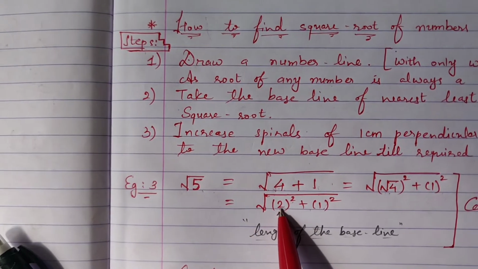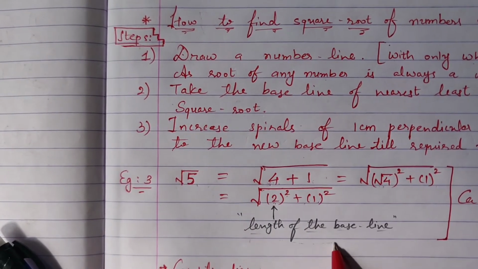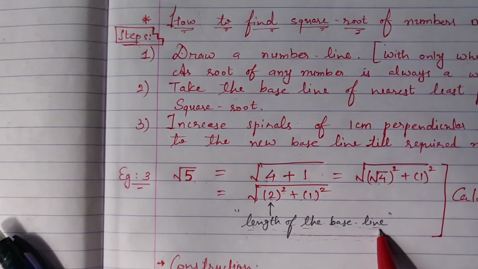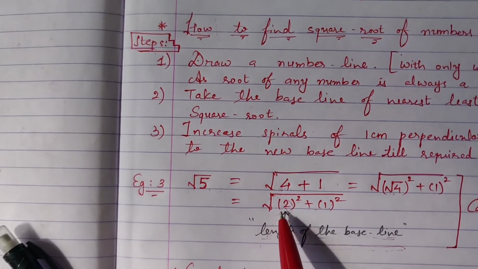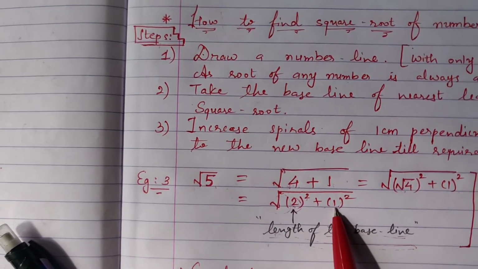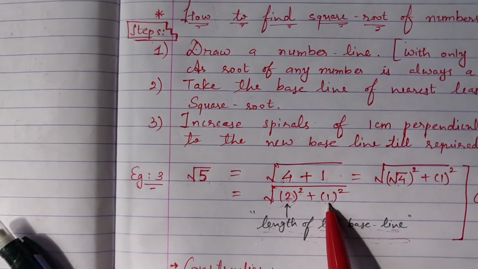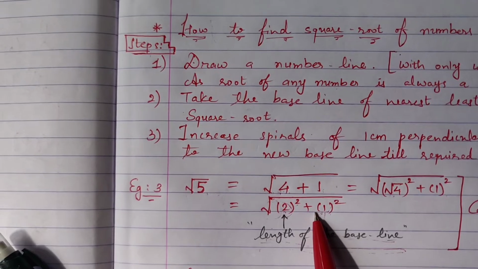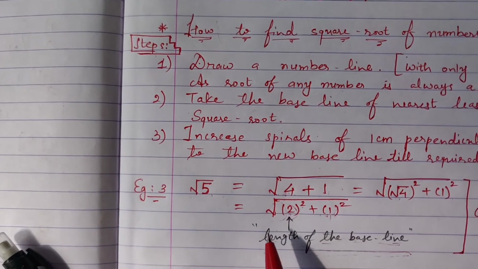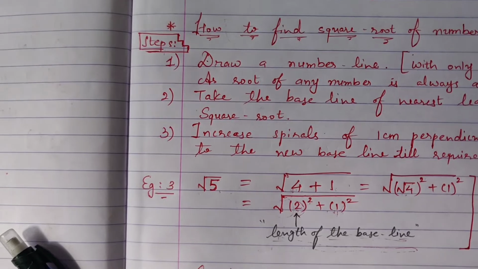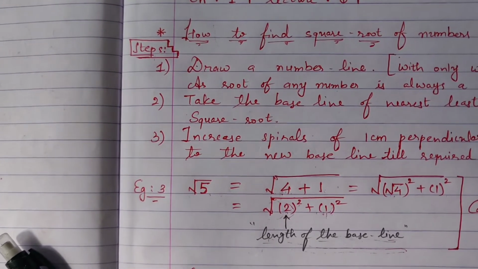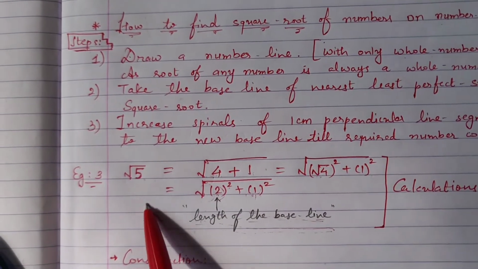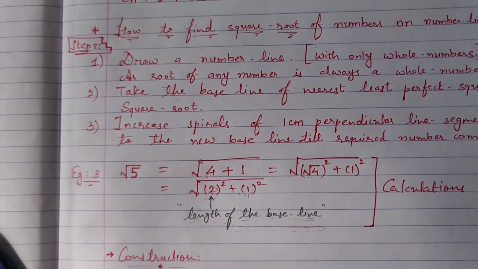Now this number decides the length of the baseline. So what should be the length of the baseline? Length of the baseline should be 2, this number. And this other number decides how many spirals we need to add. So this number is also equally important. The first number decides the length of the baseline, whereas the second number decides how many spirals we need to add to find this. So this was the calculation part of the question in which we are finding root 5.